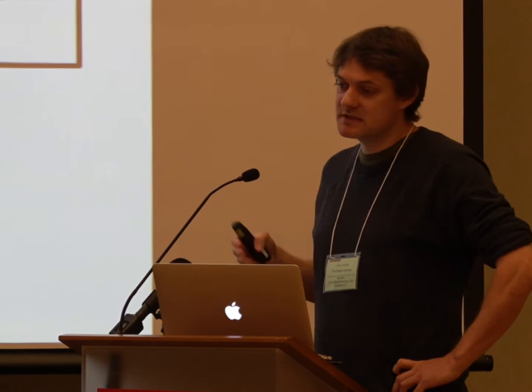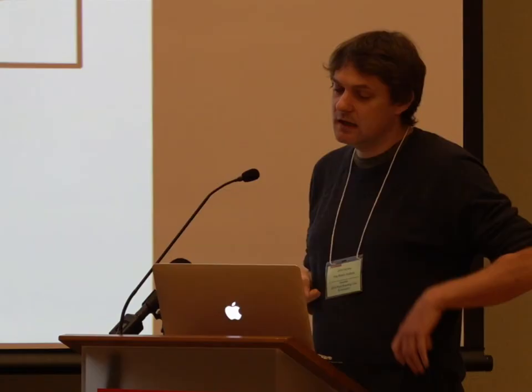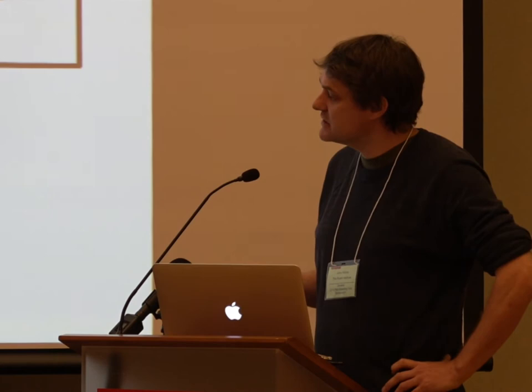bed down. Over here, we've got a rate of genetic gain from the largest pig breeding program globally. After they adopted genomic selection in late 2012, they got this initial bump, and then they continued with a 35% increase in the rate of genetic gain. That has subsequently become 45%. These two different sectors, pigs and cattle, harnessed two different aspects of the breeder's equation. So in dairy cattle, generation interval was traditionally very long. It was about 5 years. That's now come down to about half of what it used to be.